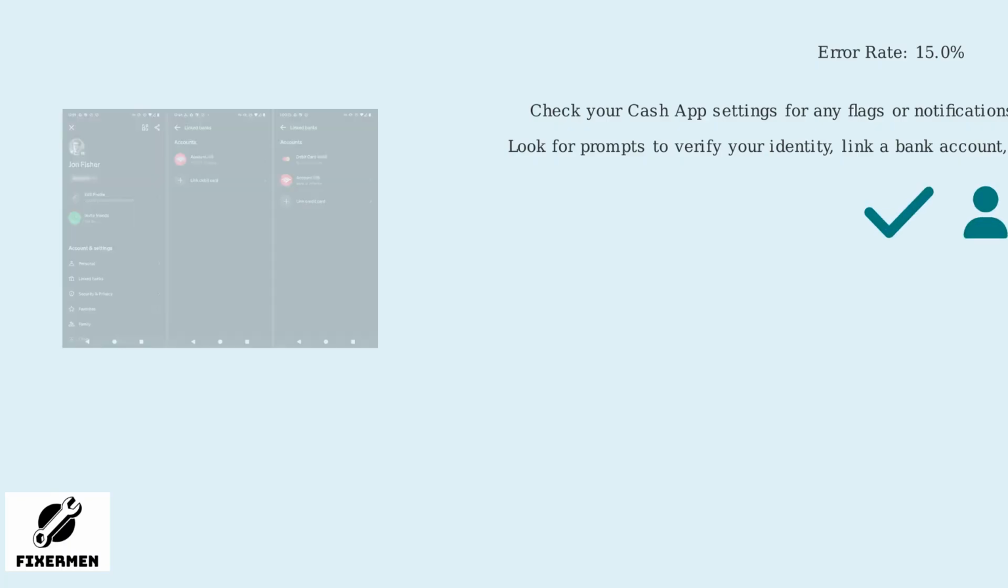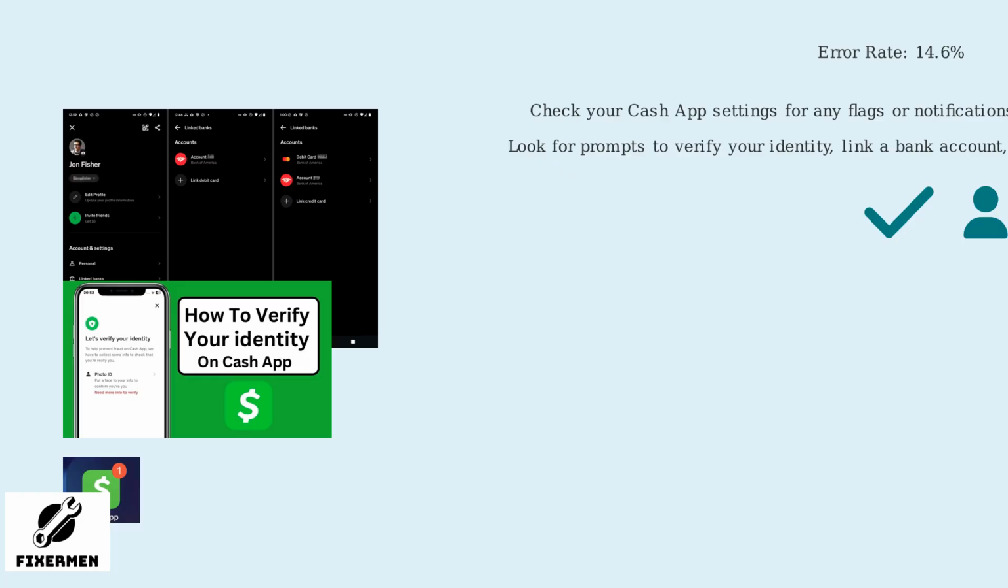Check your Cash App settings for any flags or notifications regarding your account status. Look for any prompts to verify your identity, link a bank account, or provide additional information.